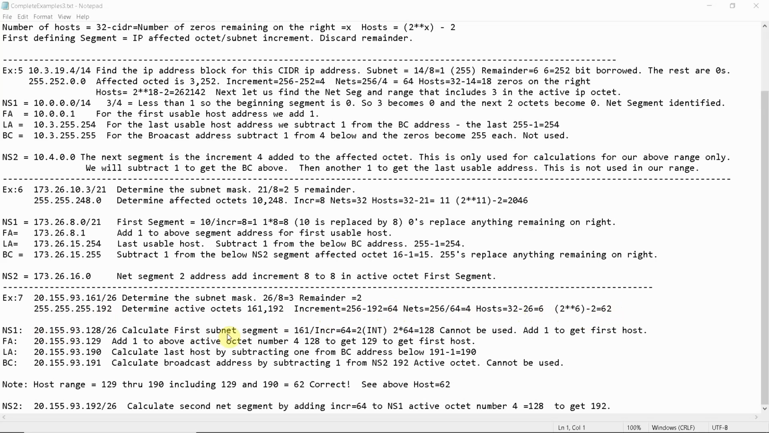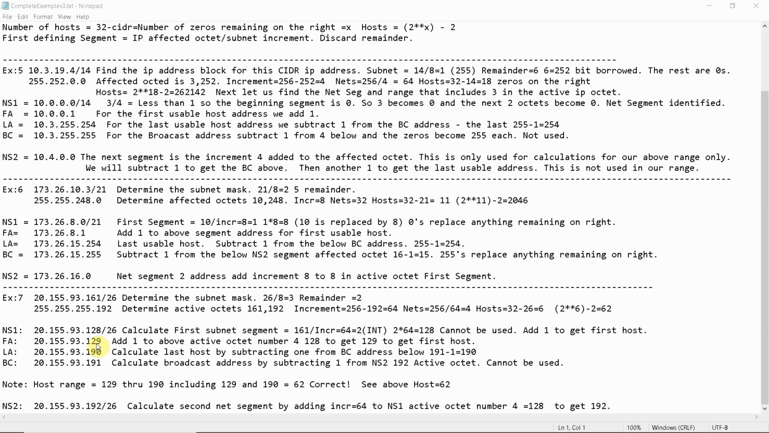We're going to calculate the first subnet. So we're going to take 161, again, divided by 64, and actually equals 128. So we're going to take 161, it's going to become 128. This gives us our segment address. And we could go ahead and add 1 to that very quickly and get 129. It gives us our first address.